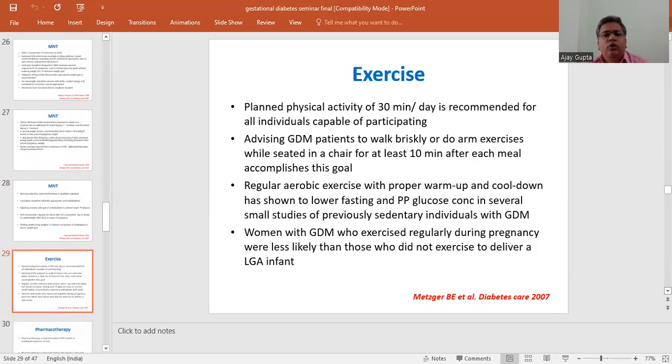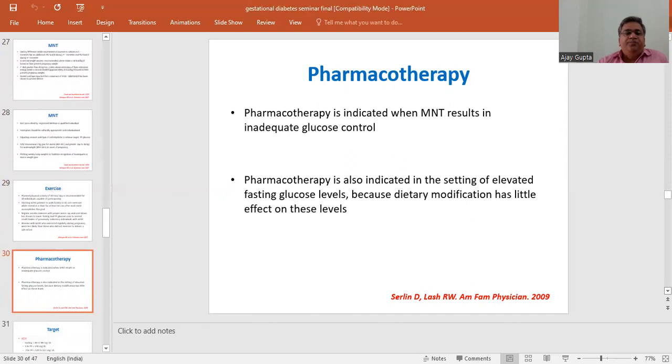Exercise should be planned. Physical activity of 30 minutes per day is recommended for all individuals who are capable of participating. Advise the GDM patient to walk briskly and do arm exercise while seated in a chair for at least 14 minutes after each meal to accomplish this goal. Regular aerobic exercise with proper warm up and cool down has been shown to lower fasting and postprandial glucose concentration in several small studies of previously sedentary individuals with GDM. Women with GDM who exercise regularly during pregnancy were found to be less likely than those who did not exercise to deliver a large for gestational age baby.